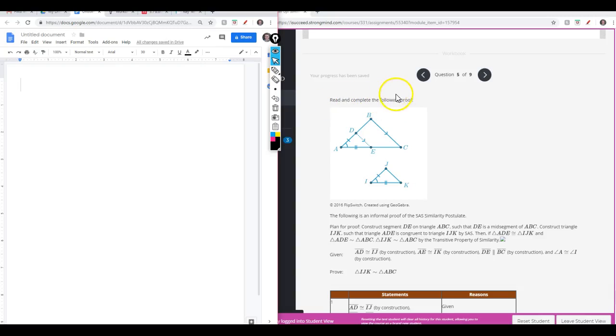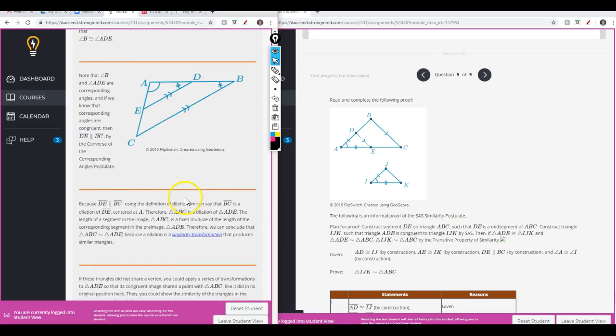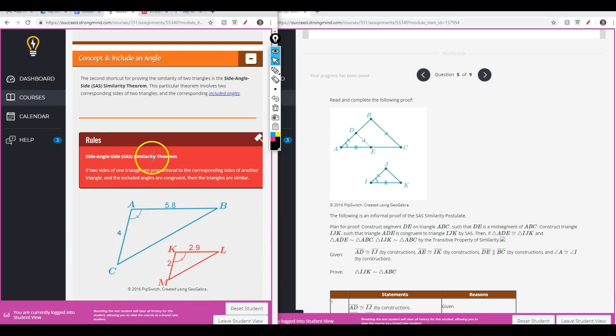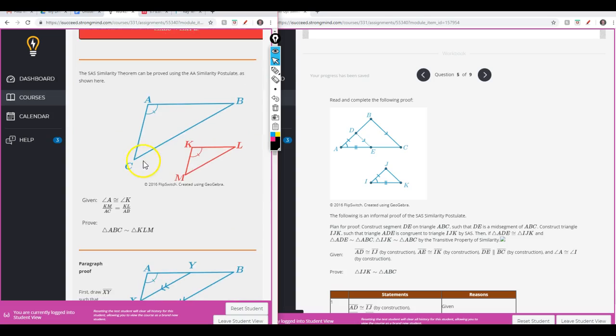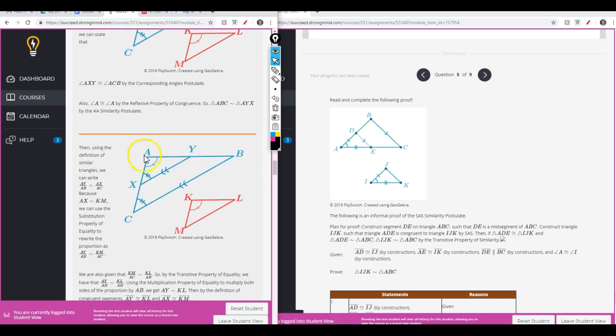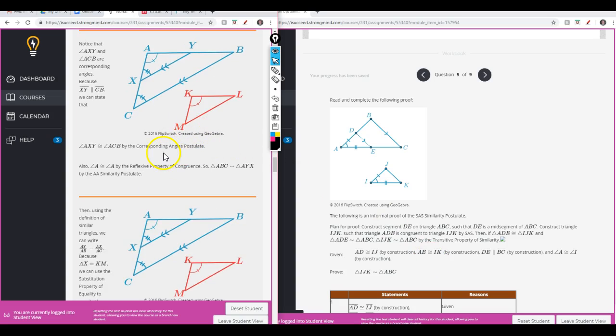Question 5. Read and complete the following proof. The following is an informal proof of the side-angle-side similarity postulate. I would pause here, and I had a duplicate tab open. Since it's specifying that it's a side-angle-side similarity postulate, I would scan to the side-angle-side similarity theorem and see if they have a proof that's set out similar to this, so that I could use this as a reference if I wanted to. That's just what I would do, because I would want to be able to bounce back for a reference if I become lost.